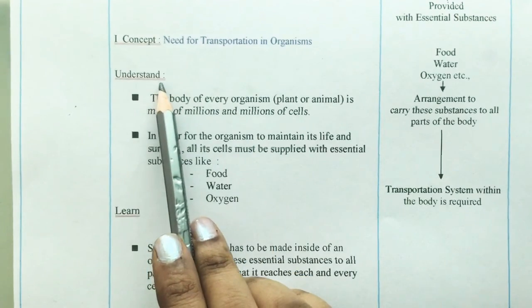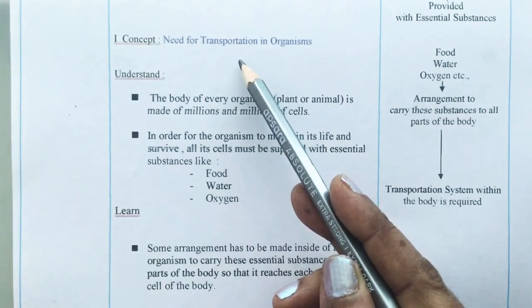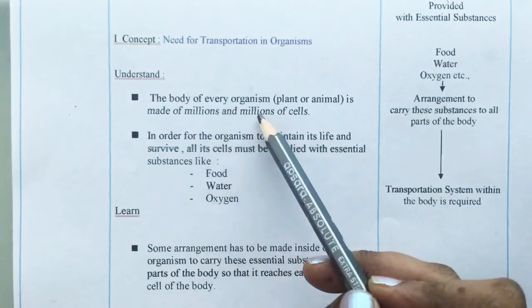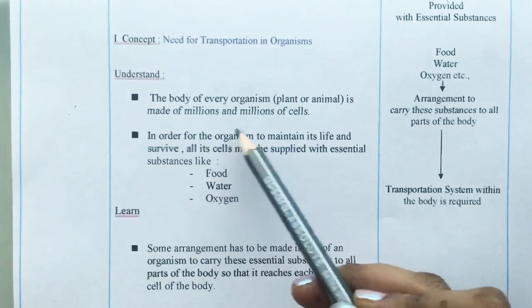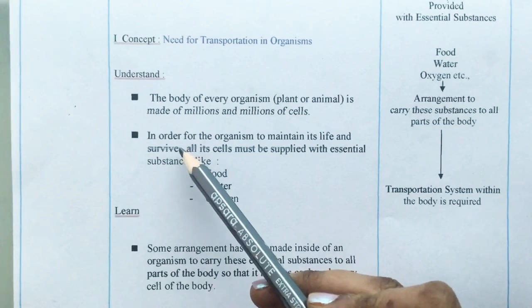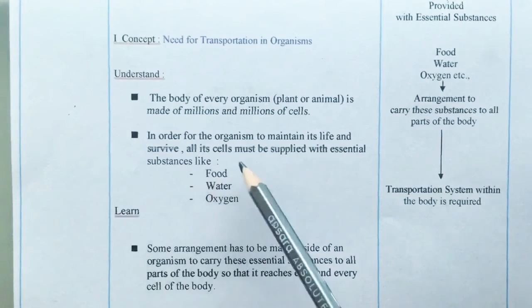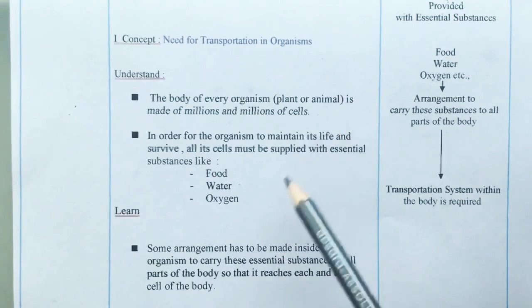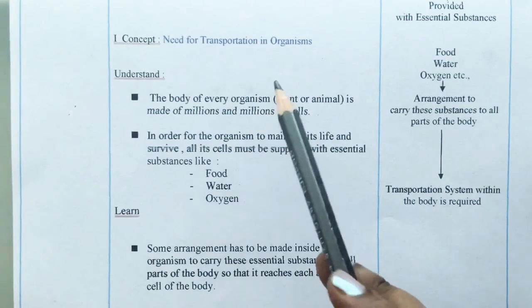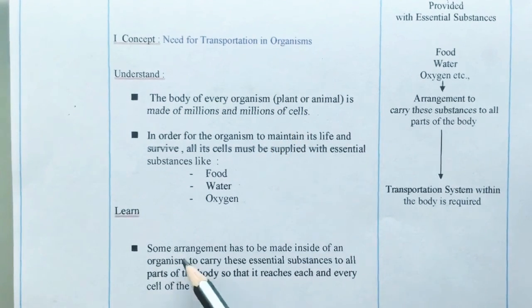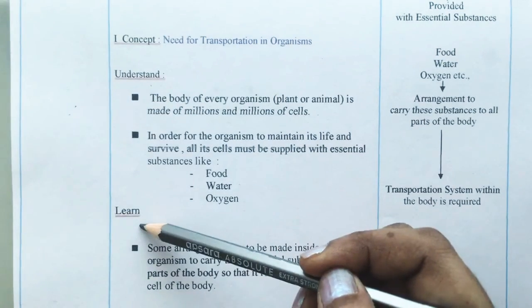Under this, I have split what is my understanding and what I have to really learn from this concept. The understanding is that the body of every organism, whether plant or animal, is made up of millions and millions of cells. The second point, I have to understand that in order for organisms to maintain life and survive, all its cells must be supplied with essential substances like food, water, oxygen. This is a general knowledge I have to understand about transportation in organisms. What I have to learn is that some arrangement has to be made inside an organism to carry these essential substances to all parts of the body so that it reaches each and every cell of the body. So you can see how I have split the concept into what I should understand and what I should learn.